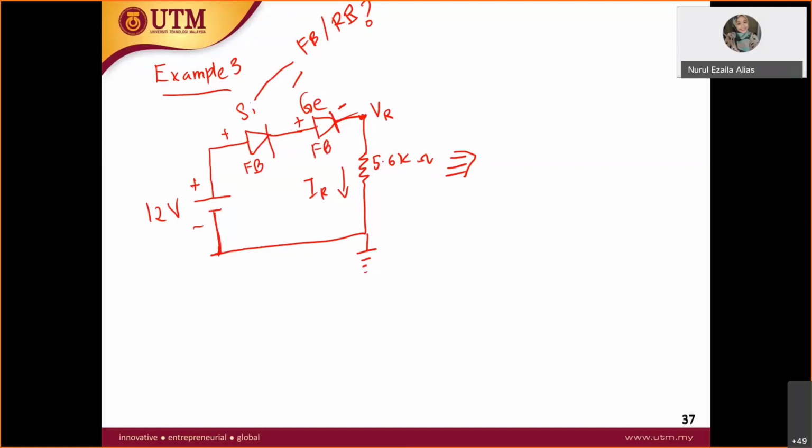Now we would like to draw the equivalent circuit. I just want you to know that the voltage drop for silicon for this question is 0.7 volt, and the voltage drop for germanium will usually be given, 0.3 volt. Let's draw the circuit again. So you have 12 volt here.